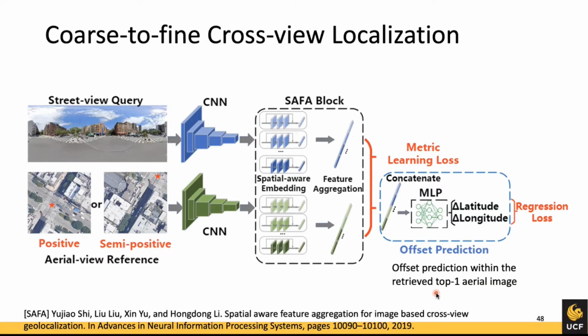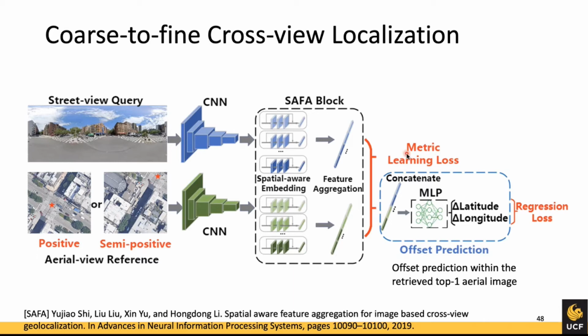To do this geolocalization in our more challenging setting, we resort to this cross-view localization pipeline. Basically, this is the same input as before. You have a street view query and an aerial view reference, and they go through two separate CNN networks for feature encoding. This is a feature enhancement block we are using to improve the feature representation capability. And you also have the common metric learning loss, for example the triplet loss.